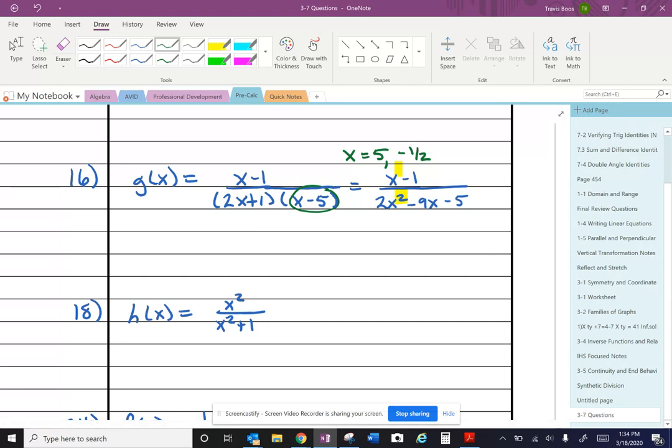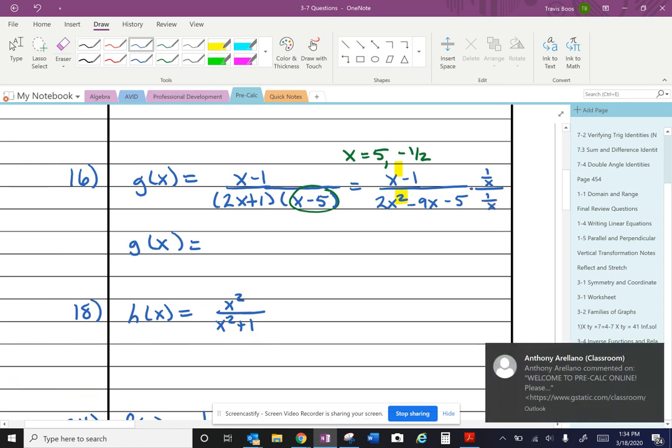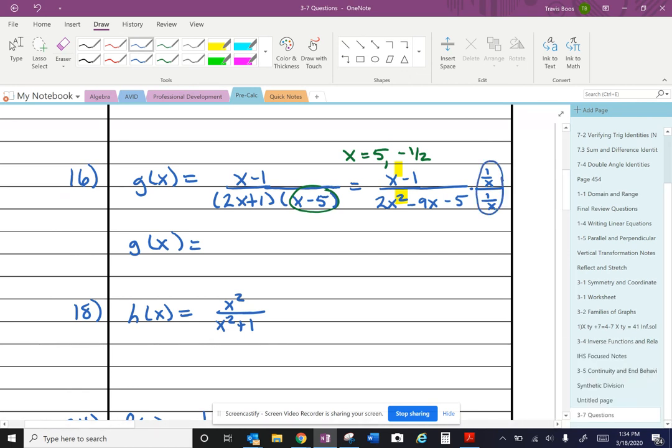Negative 1/2 would also make this undefined. So those are our two vertical asymptotes. The technique that I showed you guys for finding a horizontal asymptote is to multiply top and bottom by 1 over x. This is a legal move because when I multiply by the same number on top and bottom, it's just a fancy way of multiplying by 1. That's why it's a legal move.